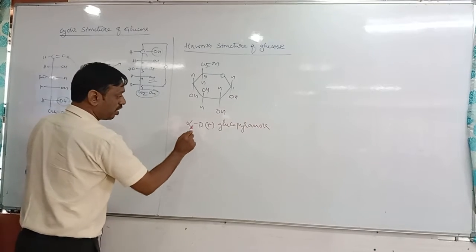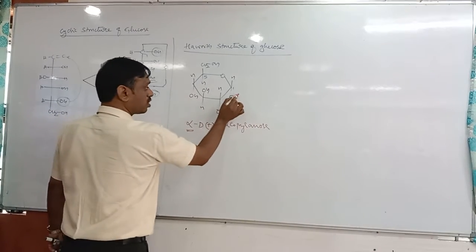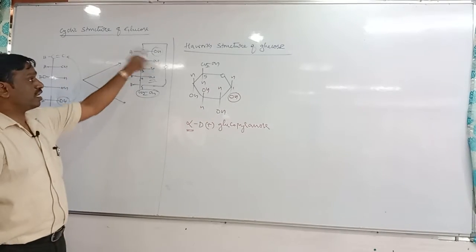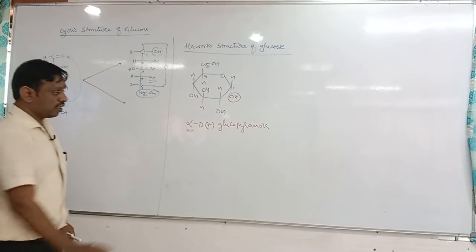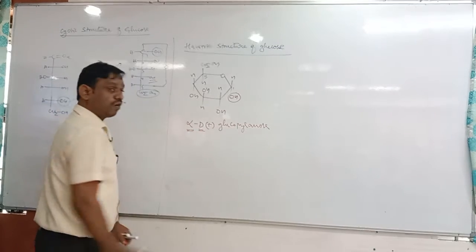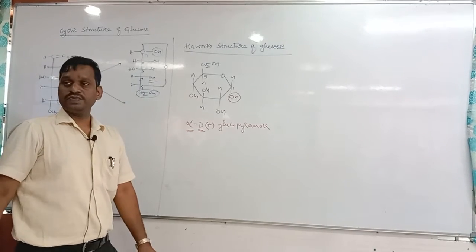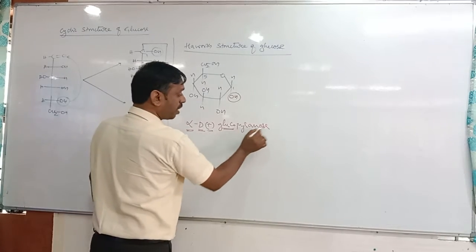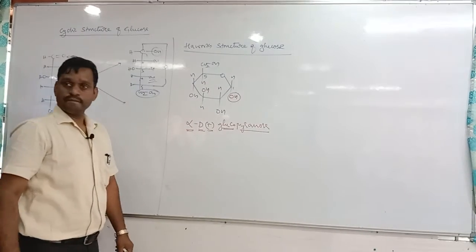So alpha indicates that the first carbon OH is below the plane, or first carbon OH on the right side is alpha. And what does D indicate? It is a configuration but not rotation. And plus indicates rotation, and glucopyranose indicates a six-membered ring.